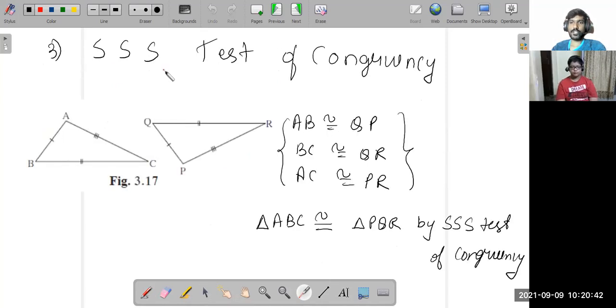Third, we saw side, side, side, triple S. That means all three sides of both the triangles should be congruent to each other. Then you can say that the two triangles are congruent by SSS test of congruency. This was the third thing which we saw.